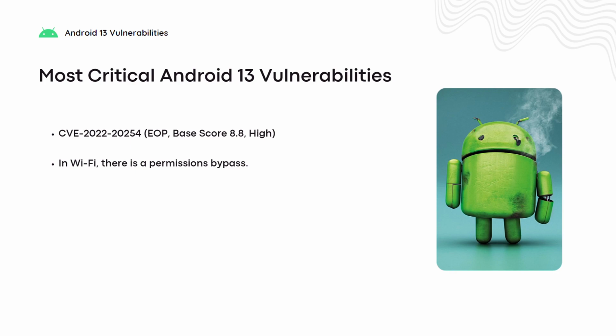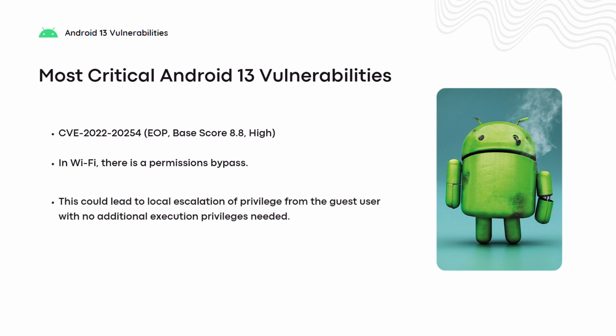CVE-2022-20254 is a high-severity security vulnerability in the Wi-Fi implementation of Android, with a base score of 8.8 according to the NIST and the NVD. This vulnerability falls under CWE-269, improper privilege management, caused by a permissions bypass in the Wi-Fi stack.